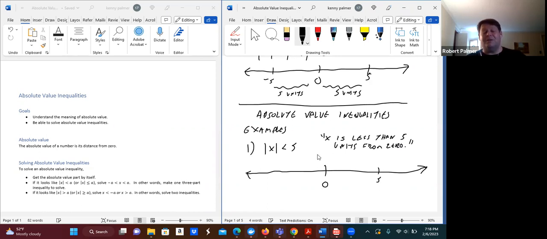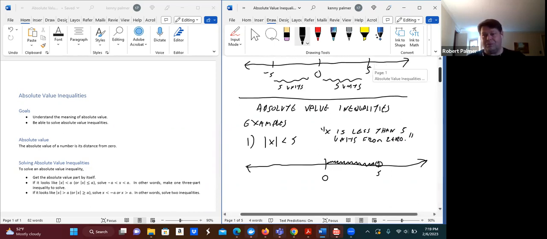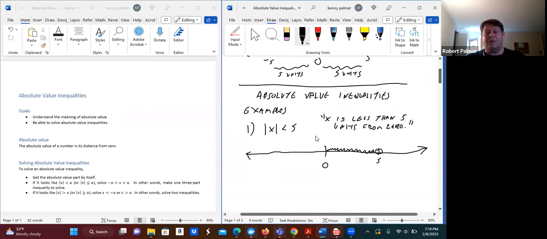Let's think about 5. Now, in this case, 5 is not included since we're using less than. If we had less than or equal to, it would be. So let's just use an open circle. Now, what numbers are less than 5 units from zero? Clearly, anything between 5 and 0 would be true. And then also think about -5 as well. -5 itself is not included, since it's just less than, but anything between -5 and 0 would also be included.